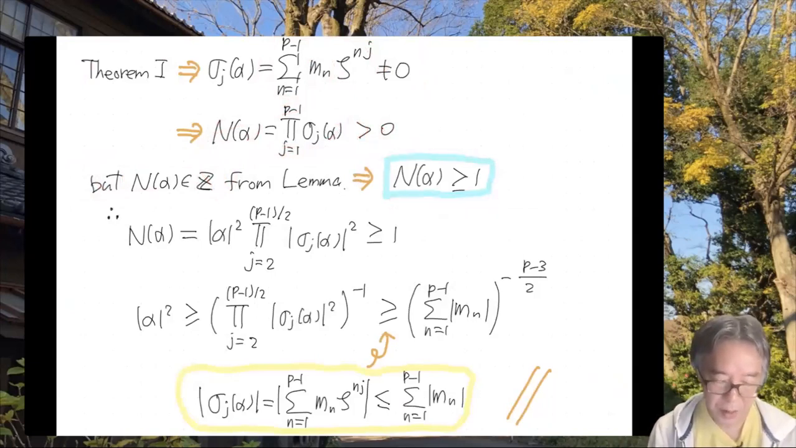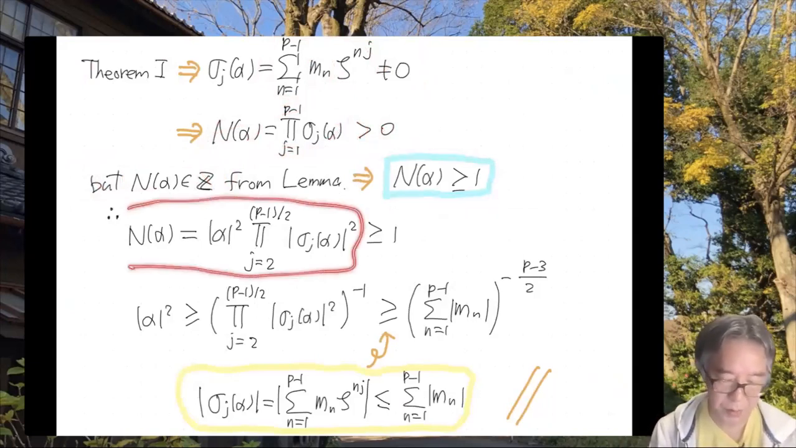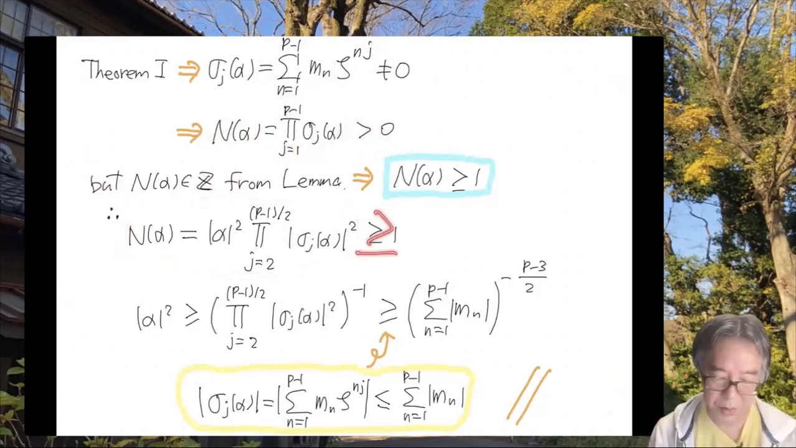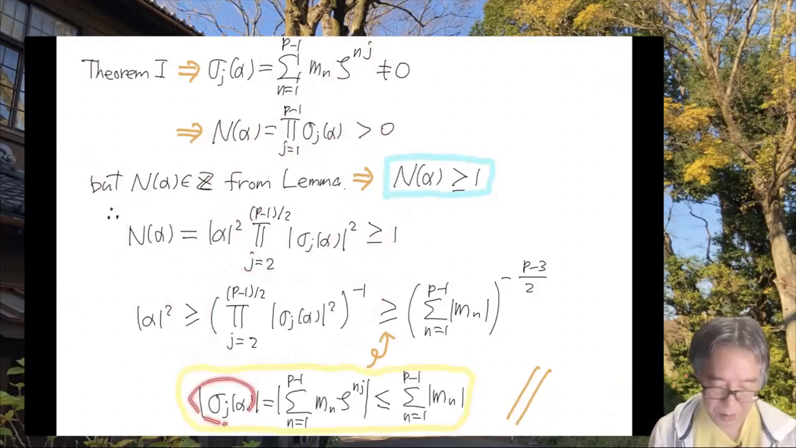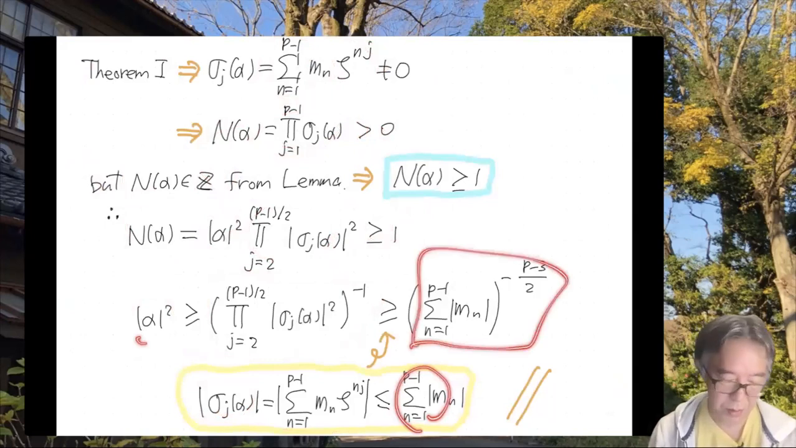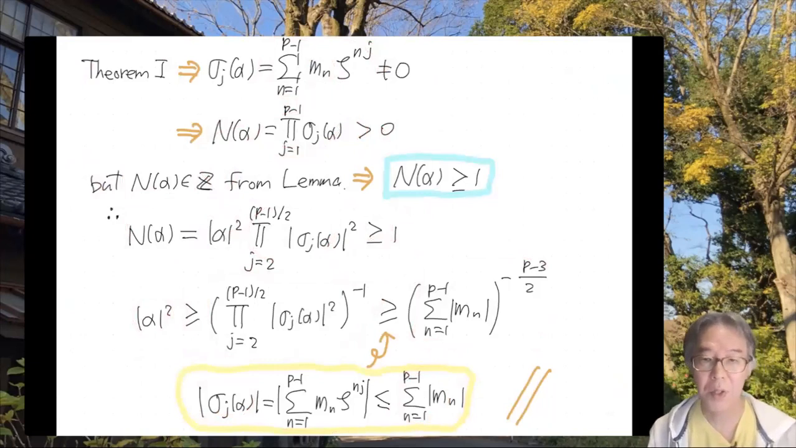Very good. This is our expression for the norm, and it must be greater than or equal to 1. So if you bring this to here, you get this lower bound for alpha absolute value squared. Here sigma j is defined in this way. By using the triangle inequality, you have this trivial upper bound for sigma j alpha. By using this, you get this lower bound for alpha absolute value squared. So we are done.